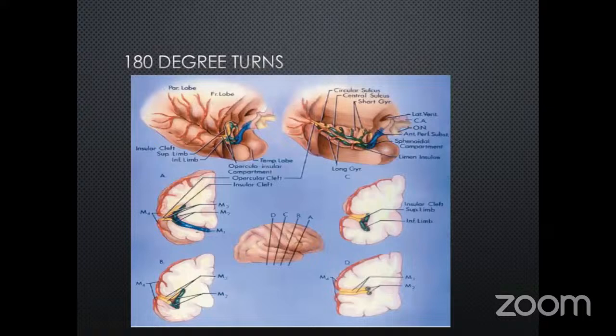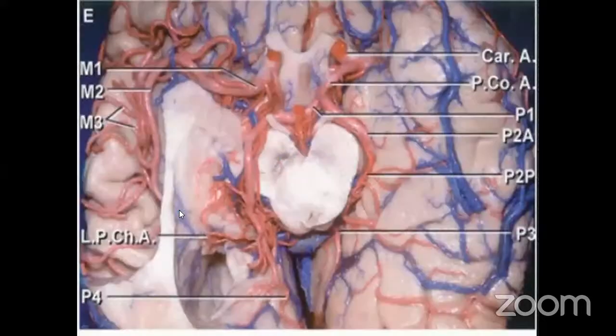So this is the same picture. It's showing the 180 degree turn the MCA takes, as we have already discussed. So this is the MCA. It becomes M2 here where it takes the turn and becomes the Sylvian segment. And then here at the level of the opercula, it becomes the M3 and then goes towards the cortical surface.